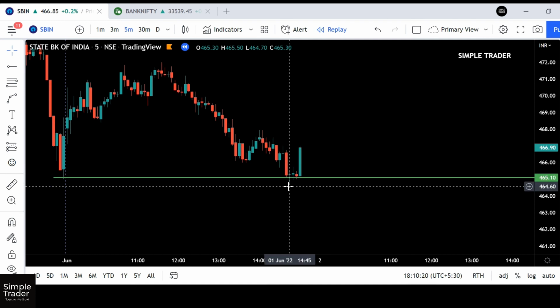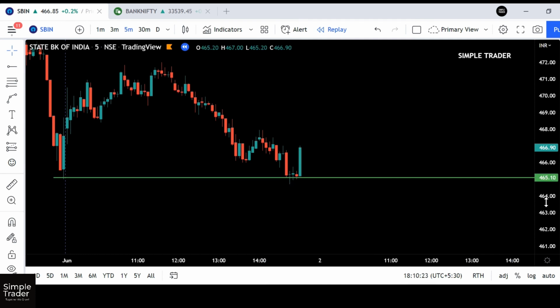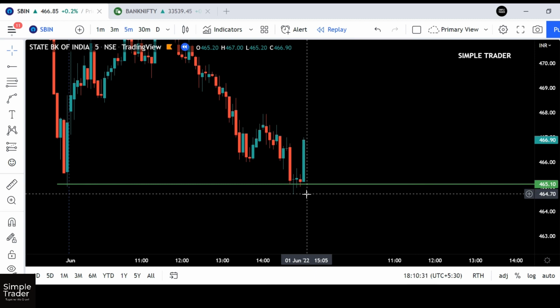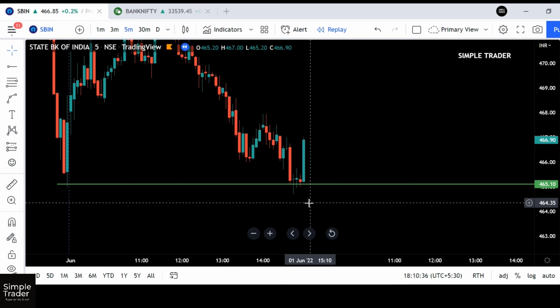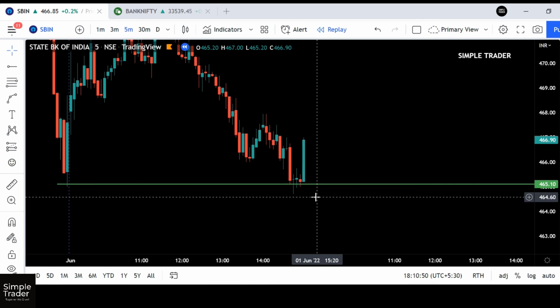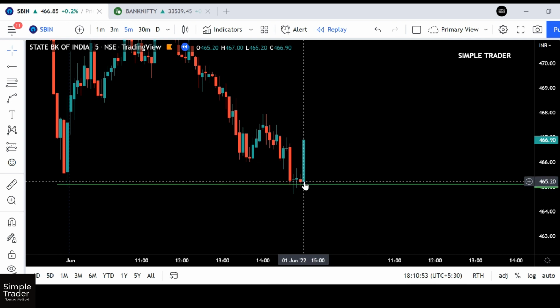We'll put an entry here, we'll keep an SL just below this point. For example, if we are going for entry at 465.25, this is our low, right? 464.7. So we'll keep 30 paise as a buffer. We'll keep an SL at 464.40, right? This is our SL with a 30 points buffer here, and our entry is very close to 465.20. Where is our first target?